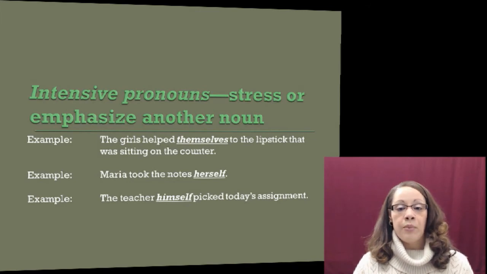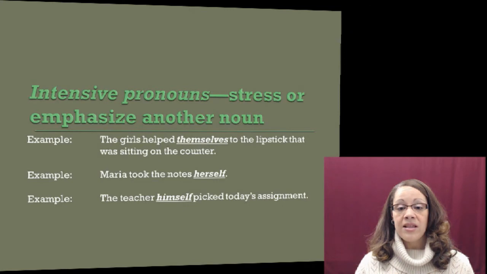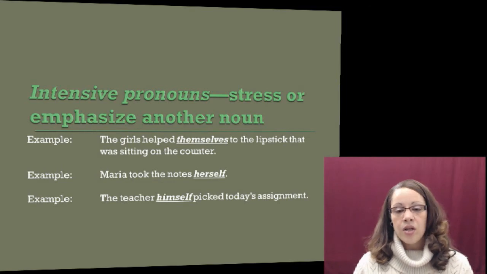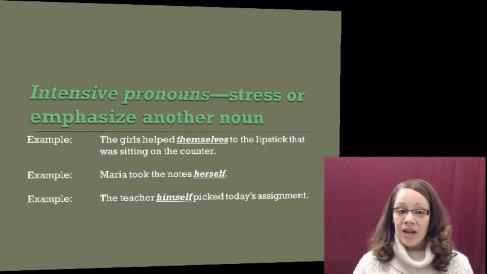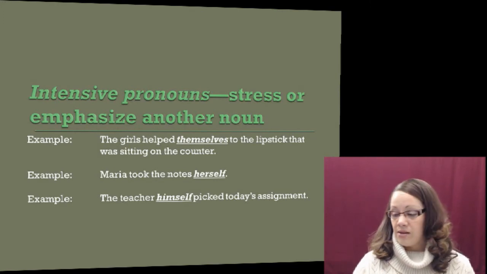Let's look at our third example. The teacher himself picked today's assignment. Who picked today's assignment? The teacher picked, but we're going to have emphasis on that teacher picking the assignment himself. So we're going to use our intensive pronoun himself to stress or emphasize the teacher as our noun in the sentence.